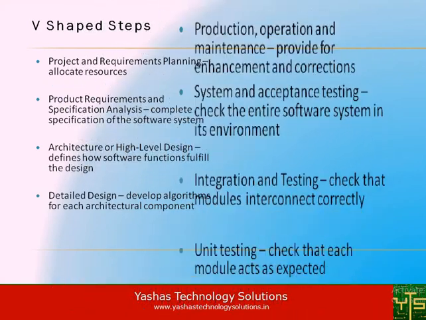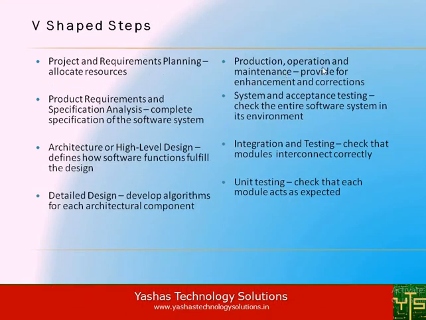The right side, the validation phase, involves production, operation and maintenance, which involves providing for enhancement and corrections, system and acceptance testing, where the entire software system is checked in its environment, which is followed by integration testing, to check that modules interconnect correctly, and unit testing to check that each module acts as expected. Nonetheless, it involves the coding, where algorithms are transformed into software.